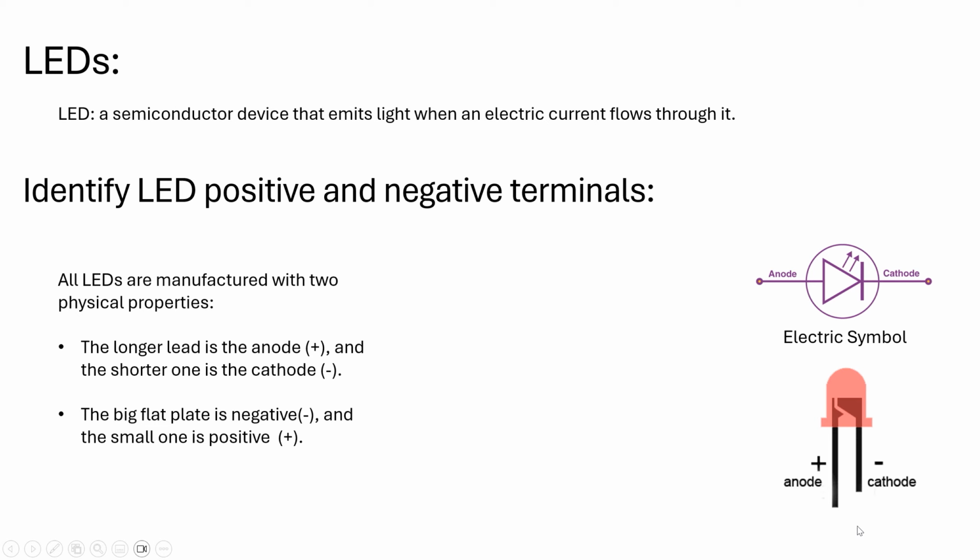Sometimes these leads come with the same size or same length. So we can look inside this epoxy lens and identify which pin is positive and which one is negative. As I said, the big one is negative and the small plate is positive.